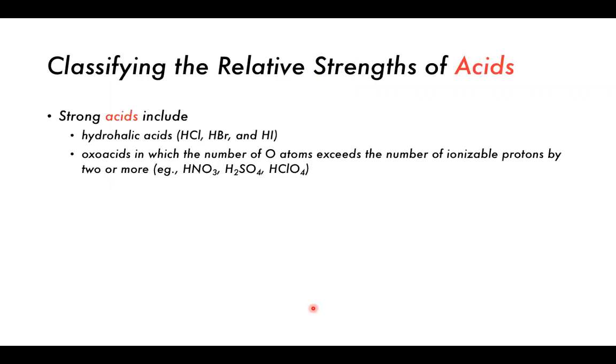Classifying the relative strengths of acids. So strong acids include things like hydrohalic acids. So HCl, HBr, HI, but importantly, not HF. HF is in fact a weak acid.